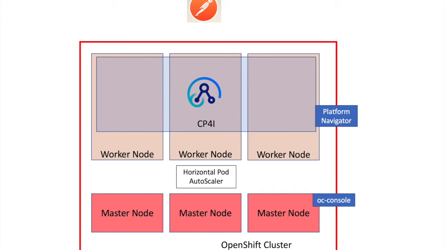The purpose of this demo is to show how a horizontal pod autoscaler can be used to increase the number of ACE pods as load increases on the service that is deployed.